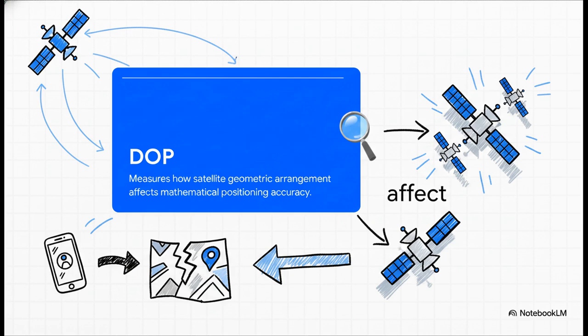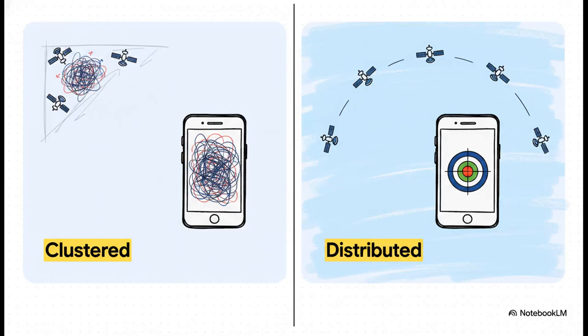If the satellites happen to be bunched up in the wrong part of the sky, well, your phone's math will fail, and your map will be entirely wrong. Let's see how this plays out by comparing 2 scenarios. Item 1, clustered satellites. If the 4 satellites your receiver locks onto are all clustered together in one tiny corner of the sky, it drastically increases your horizontal DOP. This leads to severe positional calculation errors. Basically, your blue dot will jump all over the place.